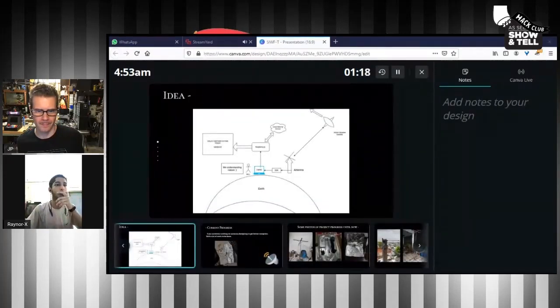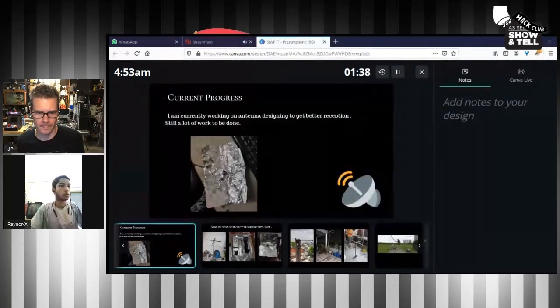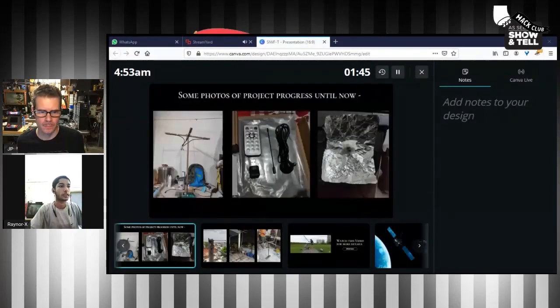Here's the schematics of my project. So here's the NOAA satellite. Here you can see the antenna and SDR, my laptop, and its data would be stored in a Raspberry Pi, local servers, and for websites. Let me share with you some of my progress. I'm still working on my antenna, and here are some of the photos of my project.